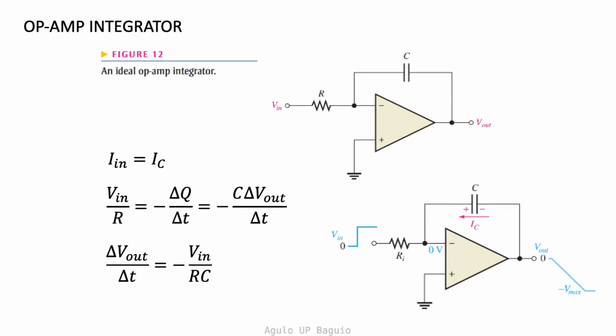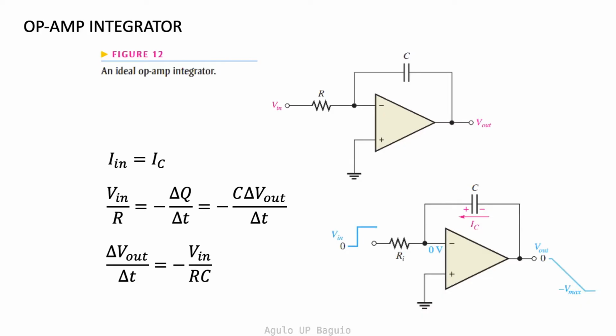Now let's do some calculus. The figure shows an ideal op-amp integrator. You notice that this is similar to the inverting amplifier circuit, except that the feedback resistor is replaced by a capacitor. Setting up our equation, we begin with the current conservation. We see that the current through the input resistor is just the same as the current through the capacitor. The input current is just equal to the input voltage divided by the input resistance.